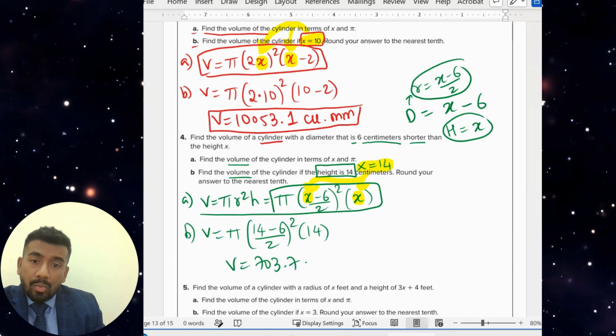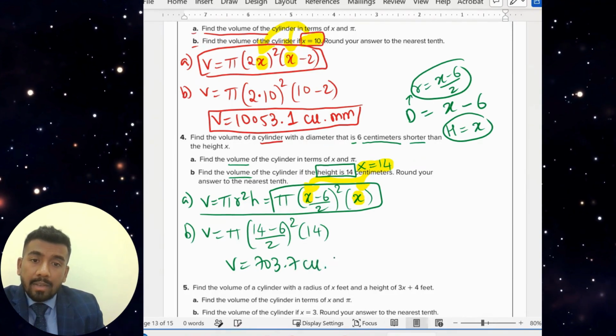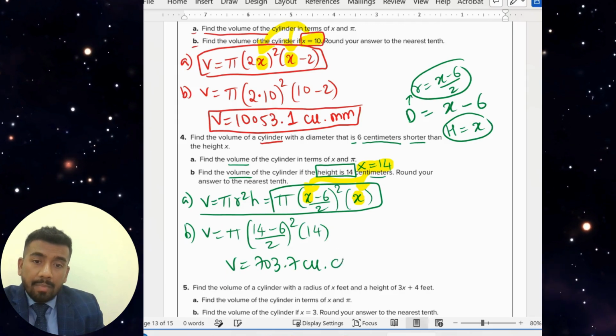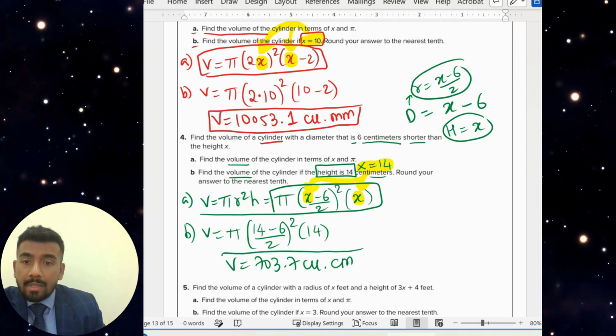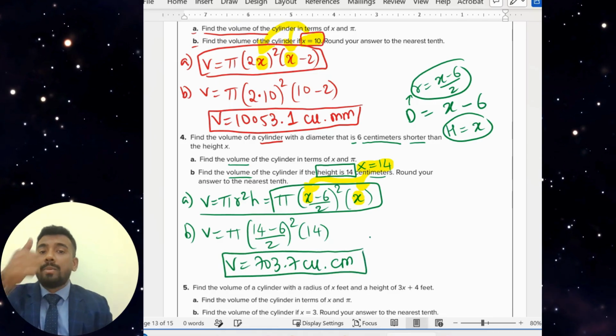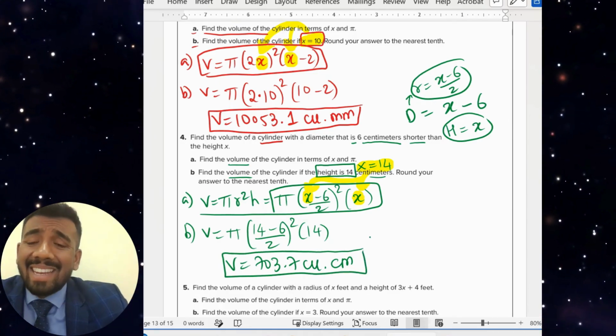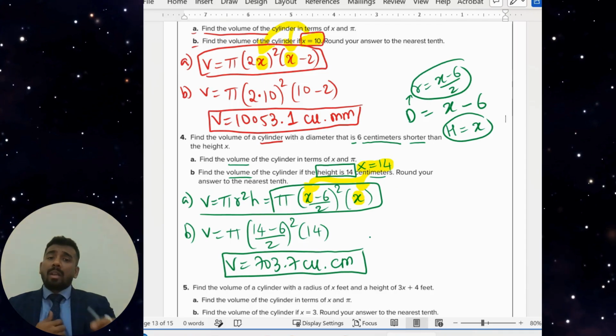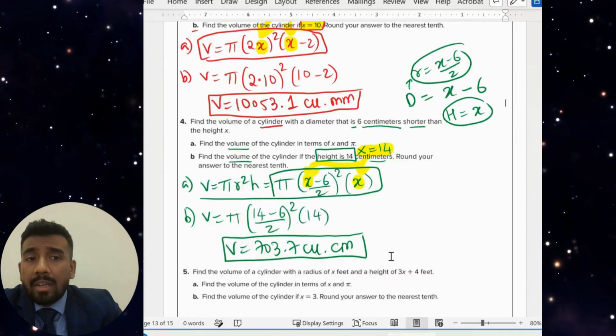703.7 cubic. What is the unit? Centimeter. Okay, that's it. Easy. Understood? If you find any difficulty, any question, ask me in the comment. Like, I didn't understand this, I didn't understand that.